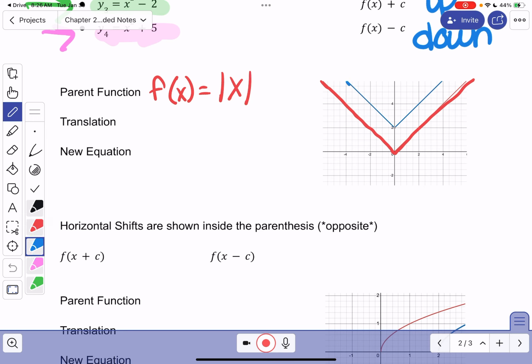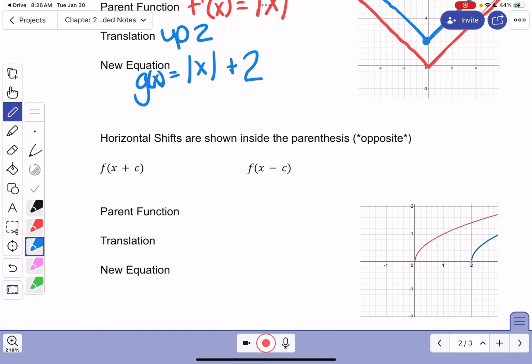Then if we look at this blue one, it's up 2. There's a little 2 right here that you can see. So if our translation is up 2, we can write that as absolute value of x plus 2. And then using function notation, we can just say g of x to show that it's a different function. It's just a different letter. You can use whatever letter you want. That way, if you don't see the colors, you can tell the difference with the f and the g. So those are vertical shifts, up and down.